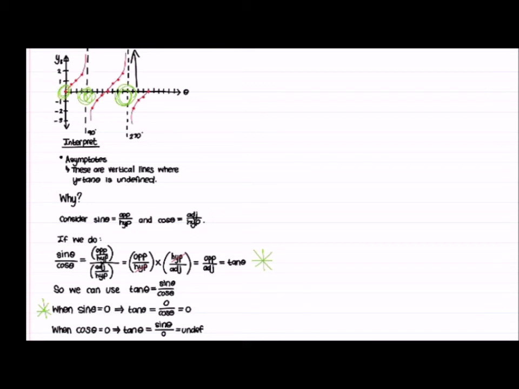On the other hand, when cos theta is equal to 0, we get tan theta is undefined, which makes sense again. For example, if we have cos of 90, we're going to get 0, and at tan of 90, we get an undefined. Okay, so that's just a useful way of remembering the asymptotes for the tan graph. All you really need to know is that there are vertical lines for which y equals tan theta is undefined.